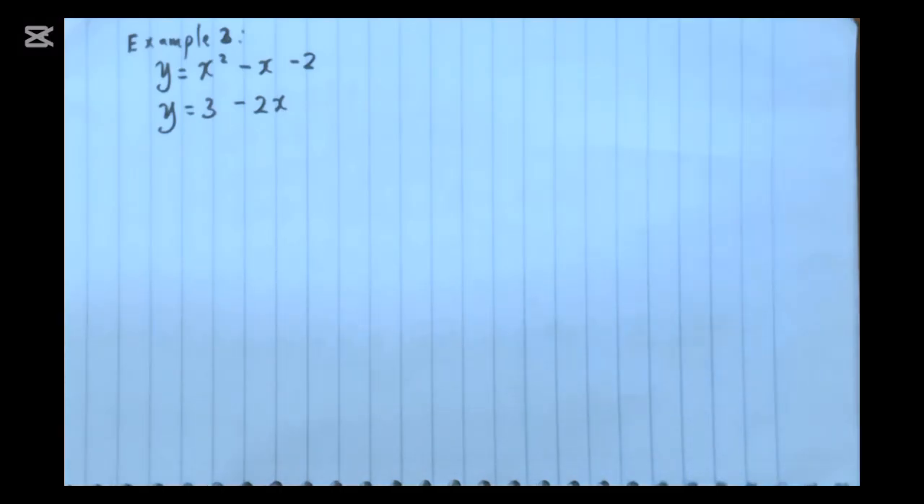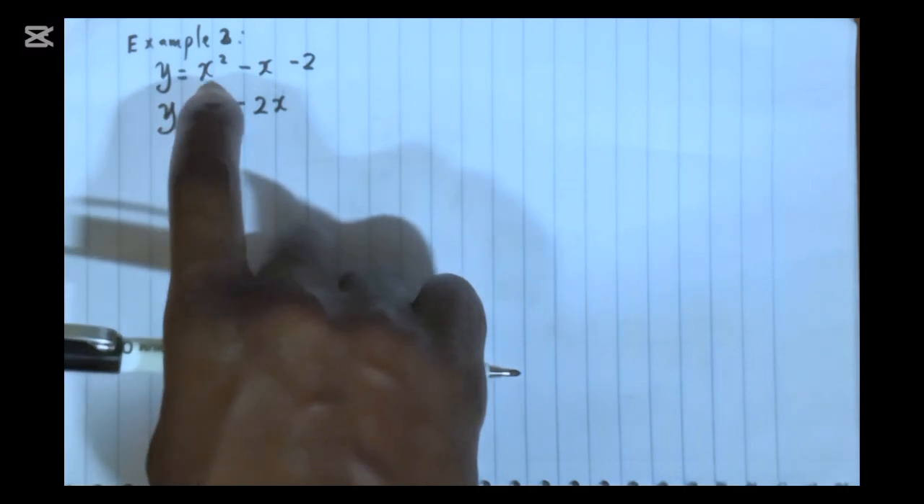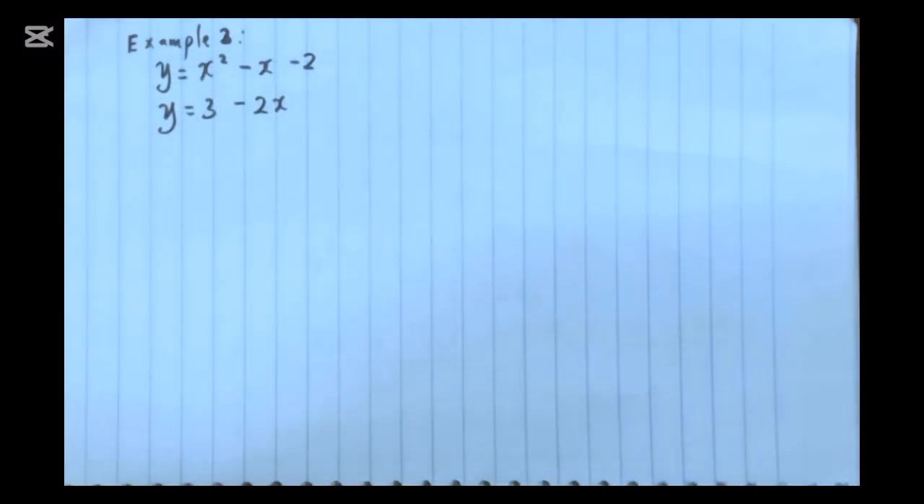So we're going to use what we call the substitution method. We have equation 1 being y equals x squared minus x minus 2, and equation 2 being y equals 3 minus 2x. Those are the two simultaneous equations that we have in this particular problem, and we are going to solve them, first of all, using the substitution method.